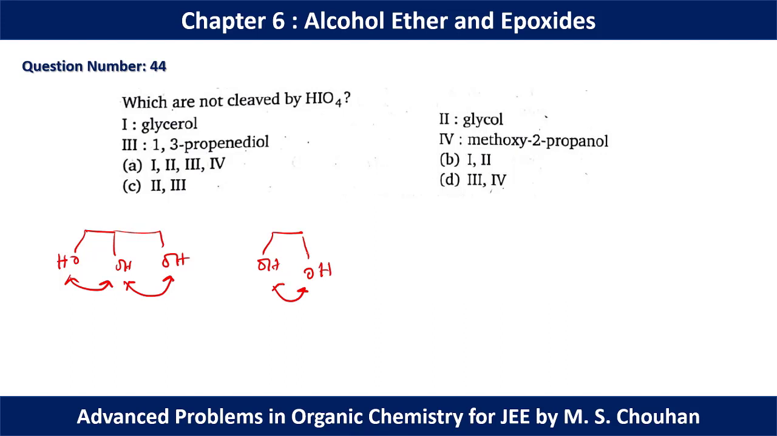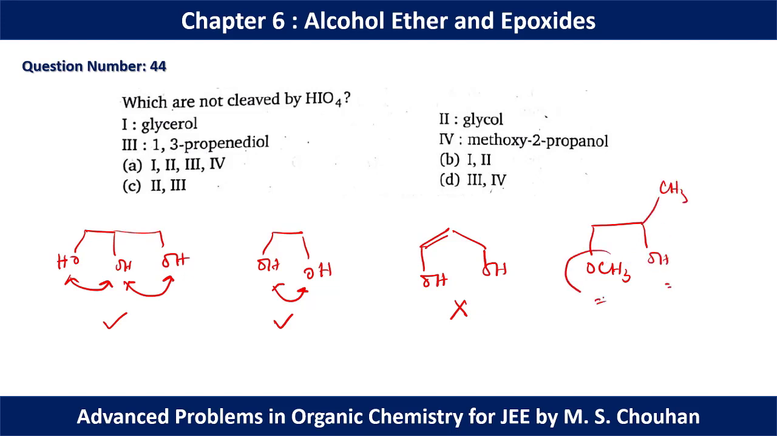But 1,3-propanediol: the 1,3 arrangement cannot be oxidized by HIO4. So this one can be oxidized by HIO4, but this one cannot be oxidized by HIO4. In option 4, we have 2-methoxypropanediol. Here we have a 1,2 arrangement, but there is no hydrogen present here. So this also cannot be oxidized by HIO4.